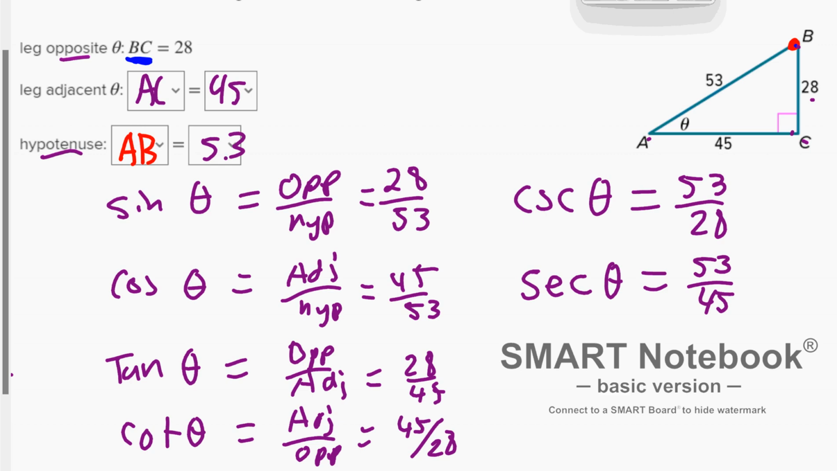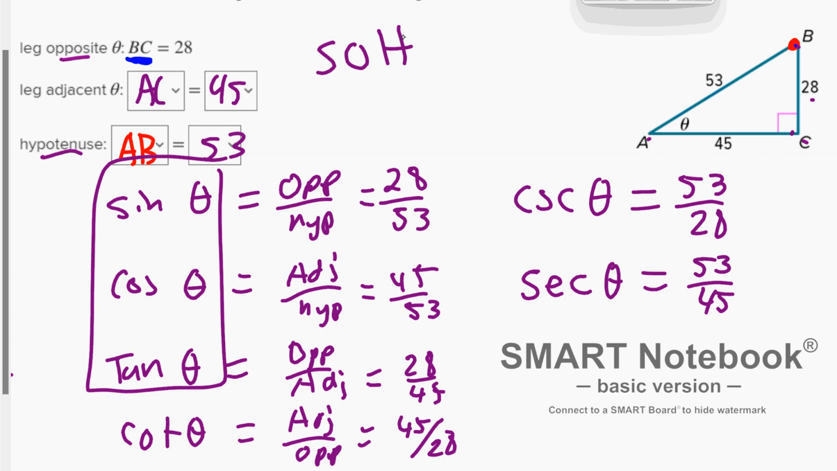And then remember, you can remember these main three with SOHCAHTOA. Sine is opposite over hypotenuse, cosine is adjacent over hypotenuse, and tangent is opposite over adjacent. SOHCAHTOA. So that's how you can remember it.